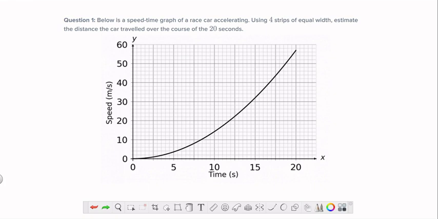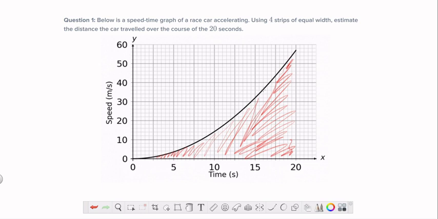Right, I've borrowed a question from mathsmadeeasy.co.uk. It is a speed time graph representing a car that's accelerating. Now the area under the graph, if I can work out the area under this graph, the area under the graph represents the total distance traveled. Now, to get the exact area under that graph, it's a little bit awkward, right?